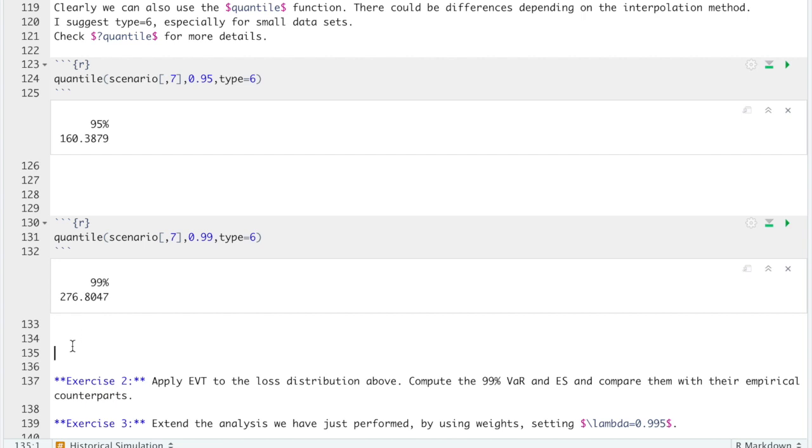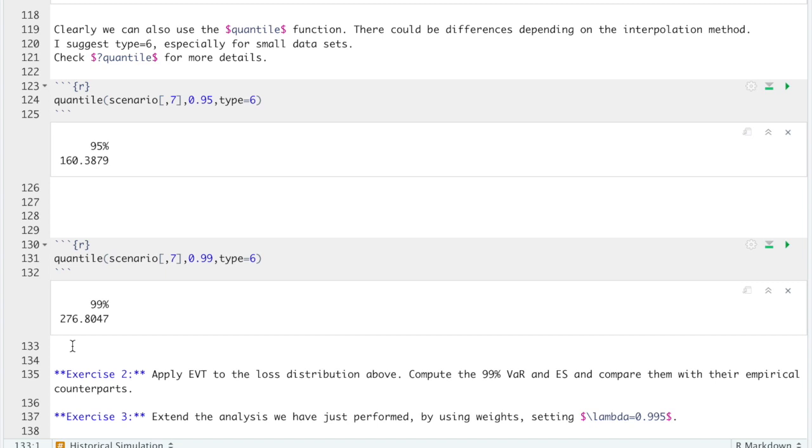Now, what I ask you to do, and I will discuss the results with you later in our next live class, and also in the other exercises that we will consider together in future classes, is to solve these 2 exercises that you see in the file. The first one asks you to apply extreme value theory to the loss distribution above, the same distribution for which I asked you in exercise 1 to verify normality. So if you want, you can combine the 2 exercises.